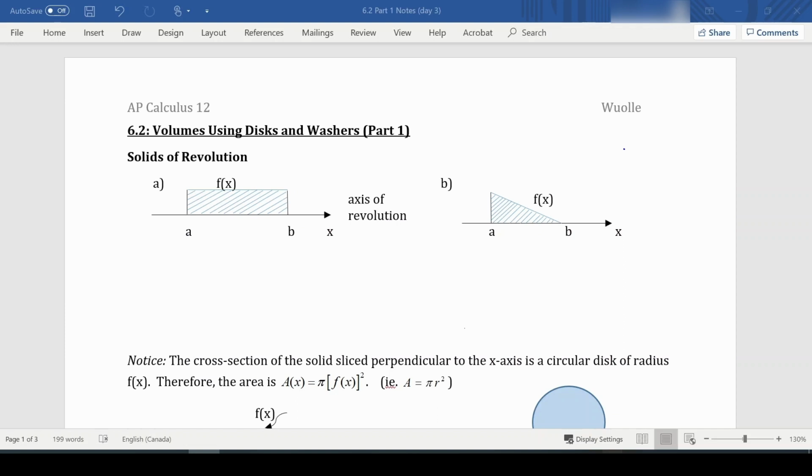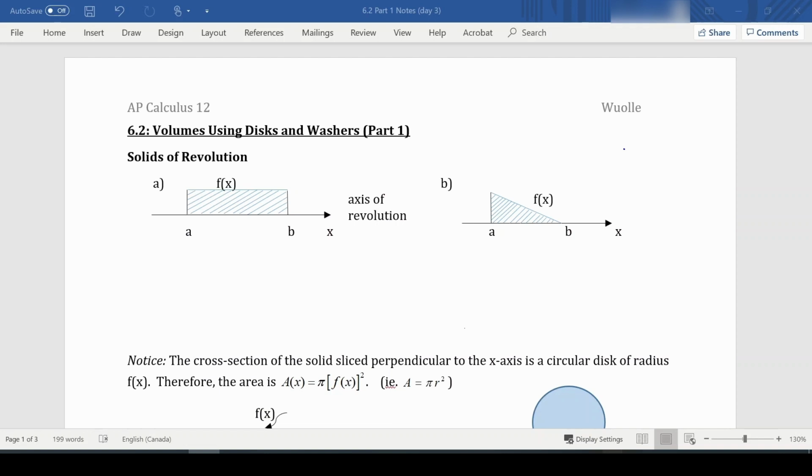Hello and welcome to our first lesson out of 3 where we will be finding volumes of objects using disks and washers. So in our previous 2 sections, we've been looking at finding areas between curves using rectangles and adding up an infinite number of rectangles, their areas, to find the total area.